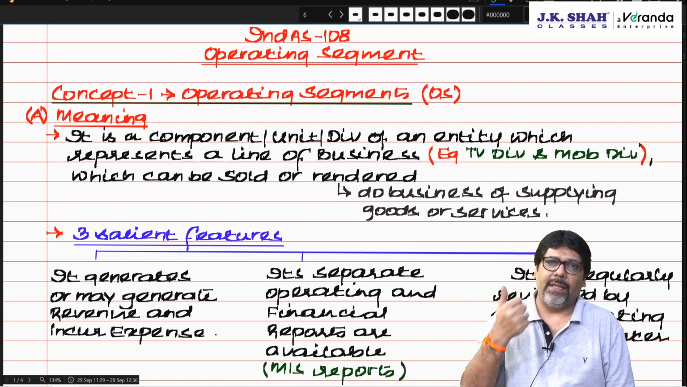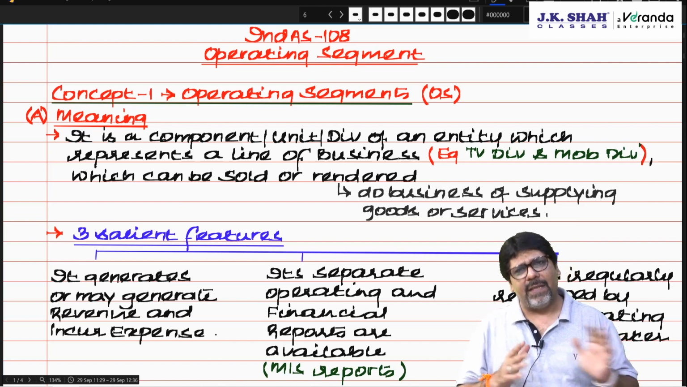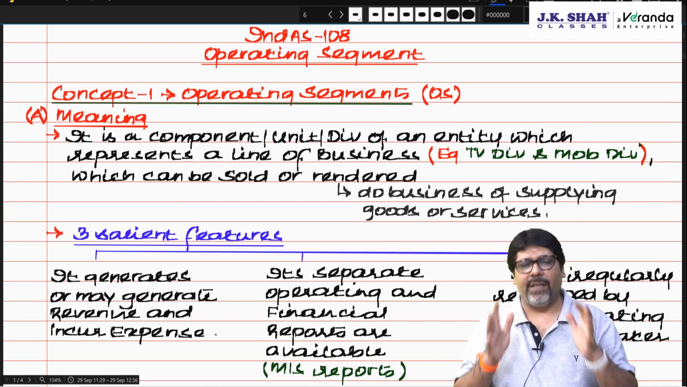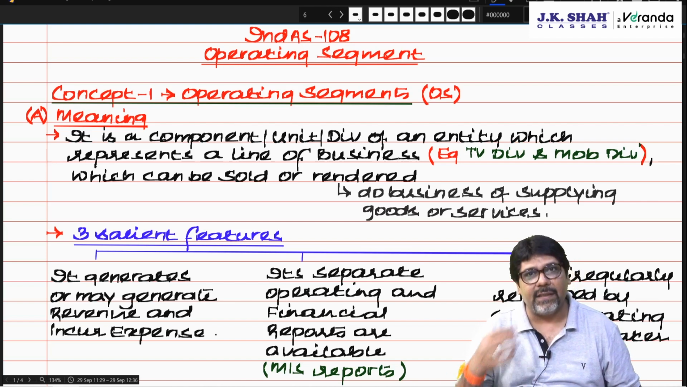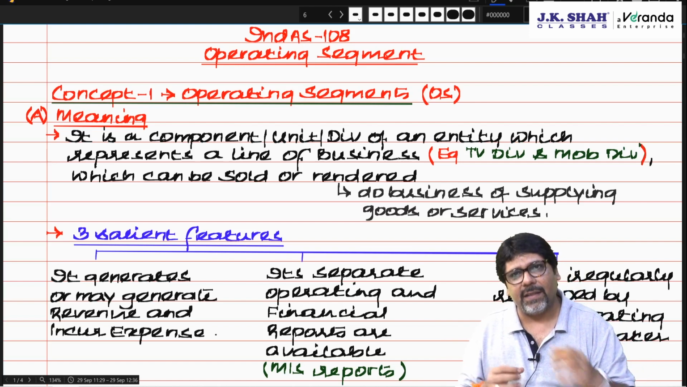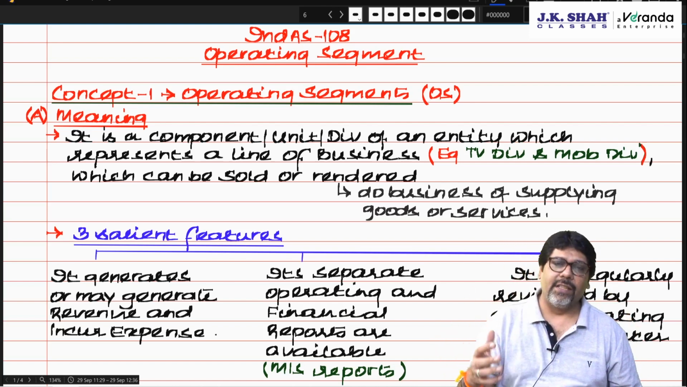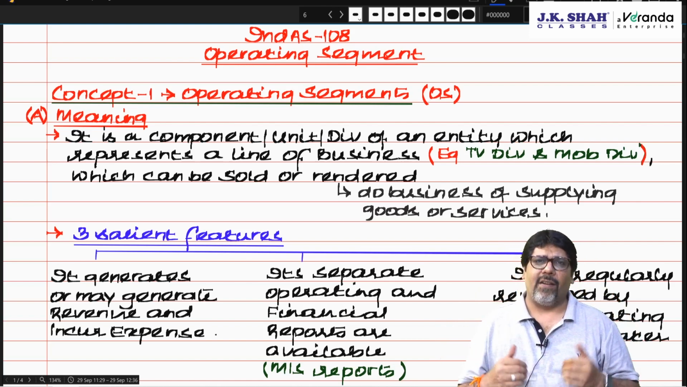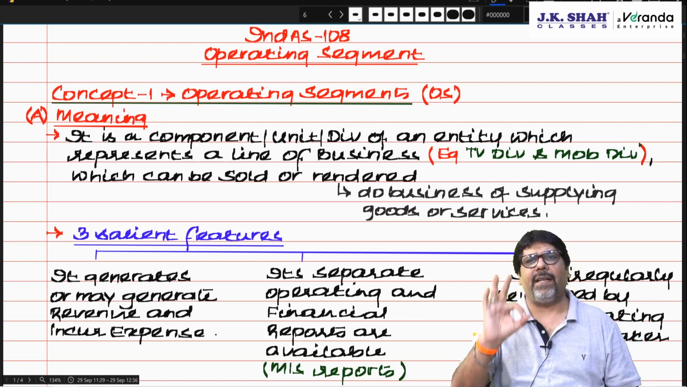It is a separate unit, department, division of an entity which represents a separate line of business. For example, in JK Sir's classes, we are into the coaching industry. So we have one CA division, one foreign courses division, one CS division, one +2 division, 11th, 12th. So these are separate lines of business. An electronic shop might have a mobile division and a TV division. So there is more than one segment in an organization, and each unit or each division represents a separate line of business.